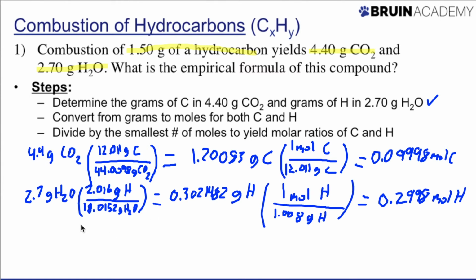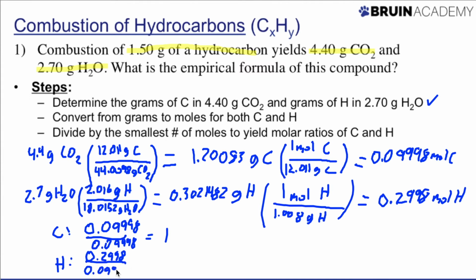So for carbon, let's do carbon first. We're gonna take this number, which is actually very small, 0.09998, divided by itself, and so we get 1. And then we do the same thing for hydrogen. We take 0.2998 all divided by 0.09998. And then that's going to be equal to 2.9986, which rounds to about 3, right?